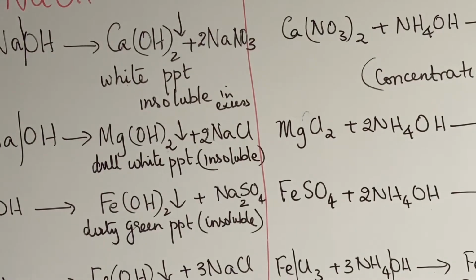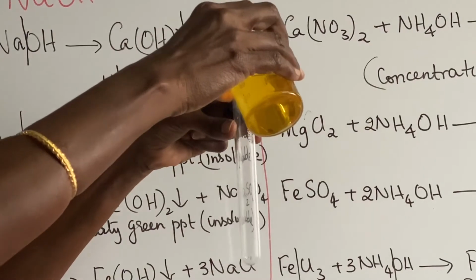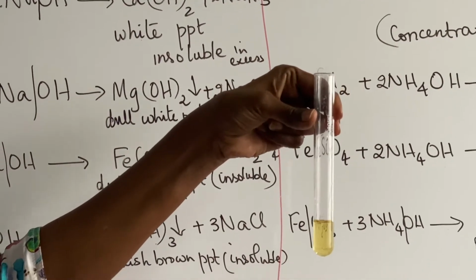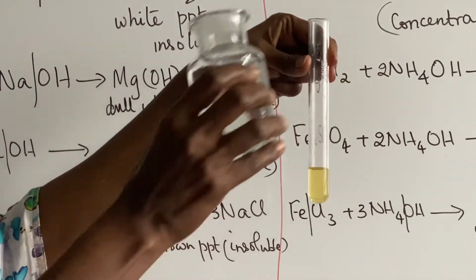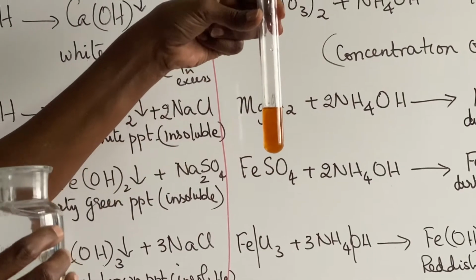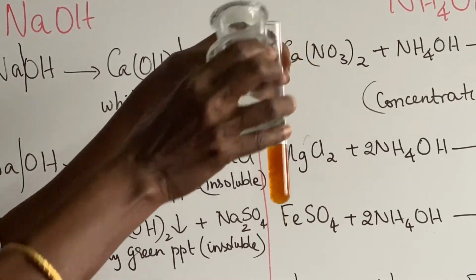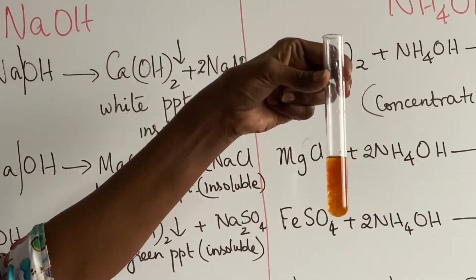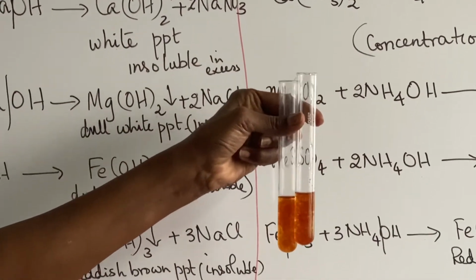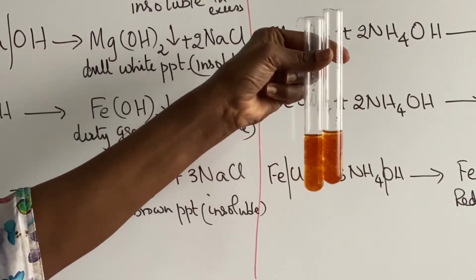Let us try the same thing with ammonium hydroxide. I am taking ferric chloride again, and to this when we add ammonium hydroxide, again you get a reddish brown precipitate. When I add it in excess also, the precipitate continues to stay. So in excess both NaOH and NH4OH are giving the same reddish brown precipitate.